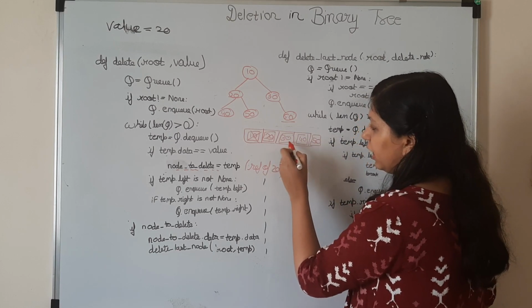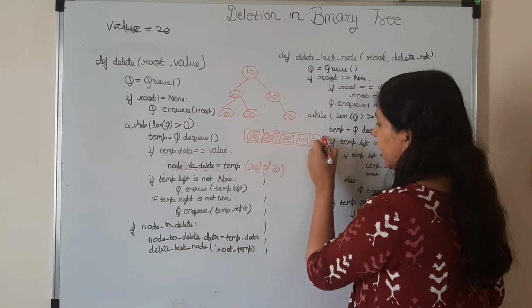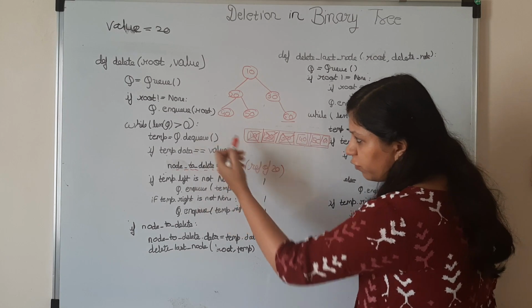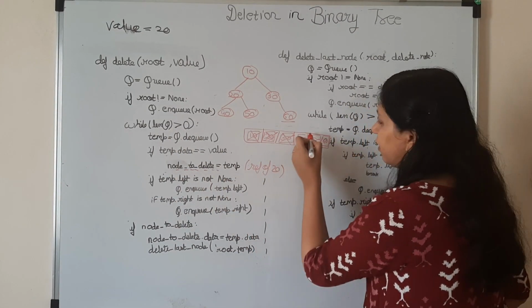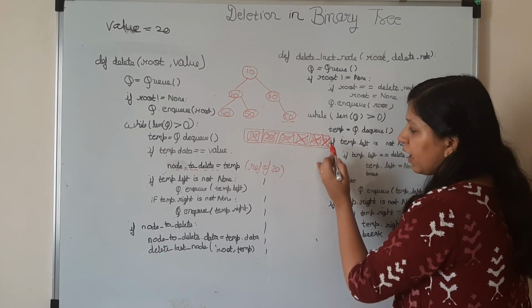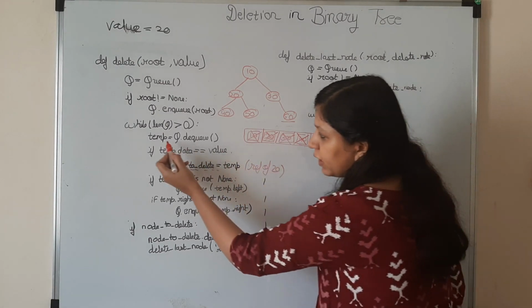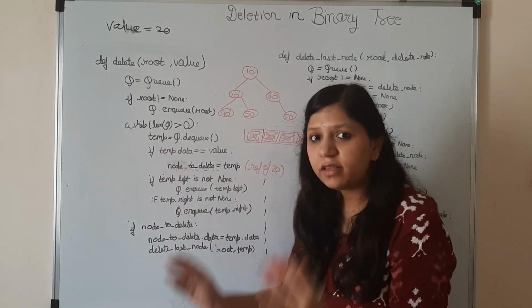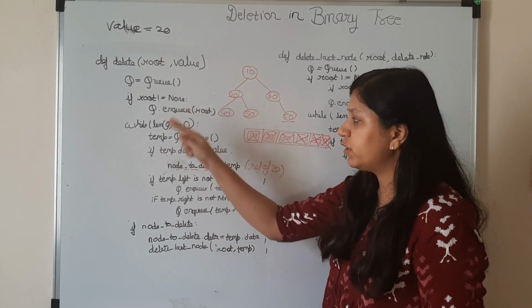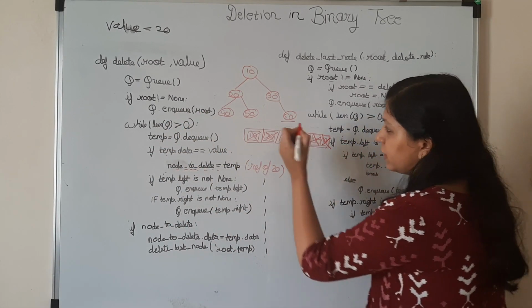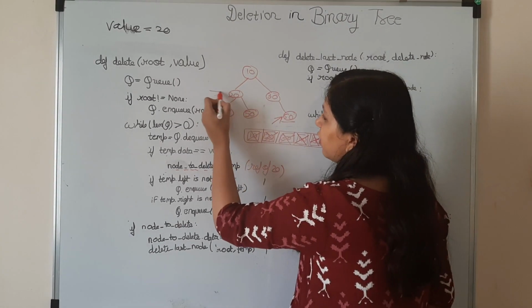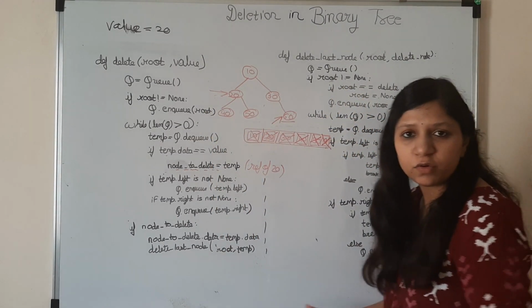Then we'll come to 30 and its child is 60. Now we'll keep running this loop, and at the last you'll dequeue this 60 and its reference would be there in temp. So temp at the last would be pointing to the node 60. Now we are out of this loop. So temp is pointing to 60 and node to delete is referencing 20.